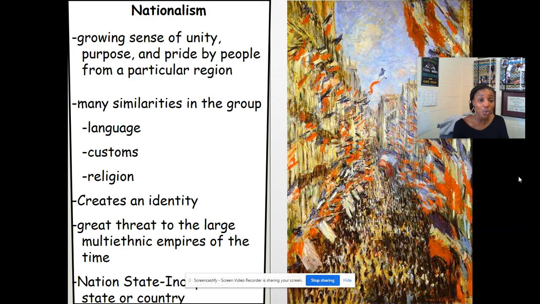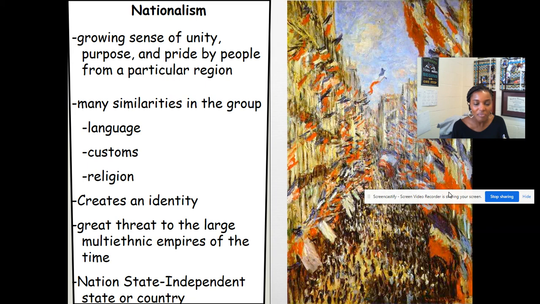Many similarities in the group are language, customs, religion, status. It creates an identity, and sometimes it can be a great threat to the large, well, this says multi-ethnic empires of the time. But this strong sense of nationalism led to revolutions, rebellions, and lots of change. And that's sometimes what we're going to be discussing a little bit today.